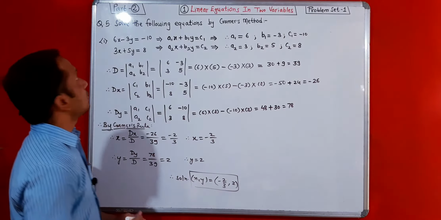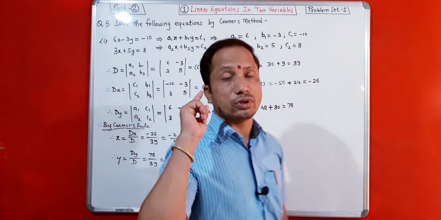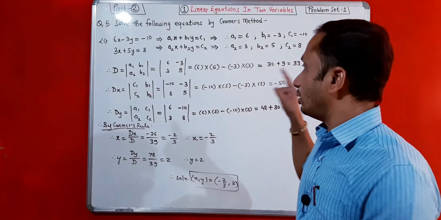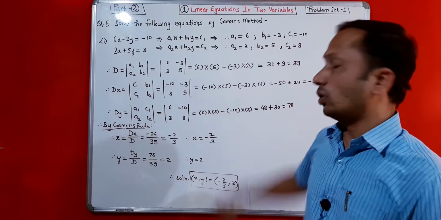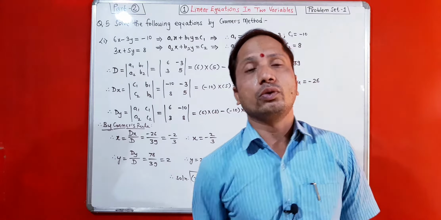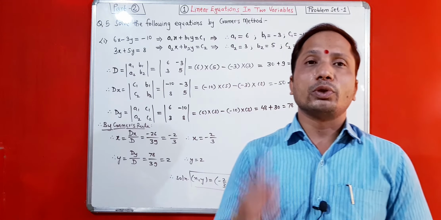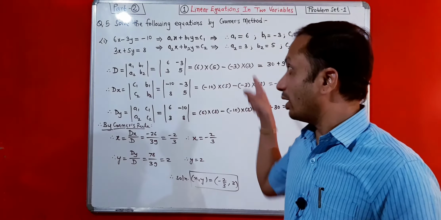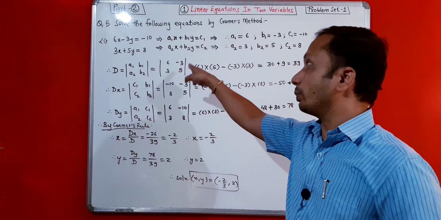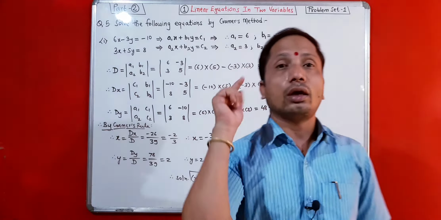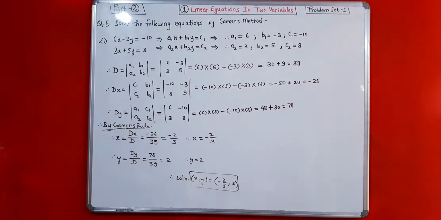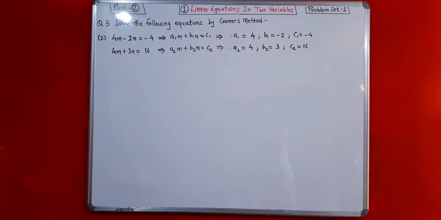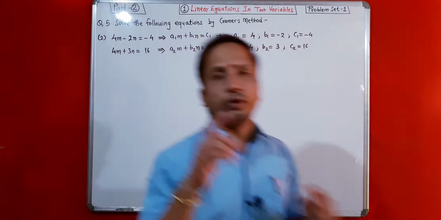So this is problem number 1 from question number 5, and this is by Cramer's method. You just follow all these things because they are very important when you solve any problem based on Cramer's method. It will help you figure out exactly where you have to place which figure. This is one problem. Now we're going to solve the second problem.